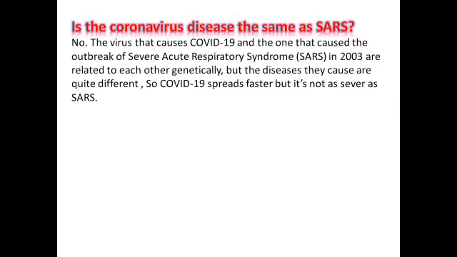Is coronavirus disease the same as SARS? The answer is no. The virus that causes COVID-19 and the one that caused the outbreak of severe acute respiratory syndrome, SARS, in 2003 are related to each other genetically, but the diseases they cause are quite different. So COVID-19 spreads faster, but it is not as severe as SARS.